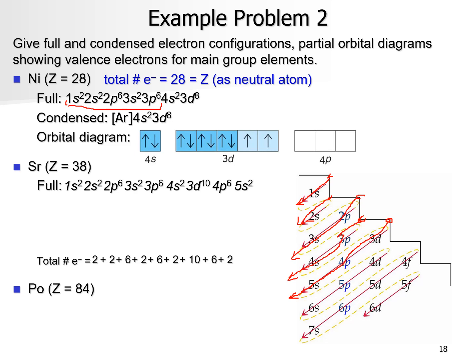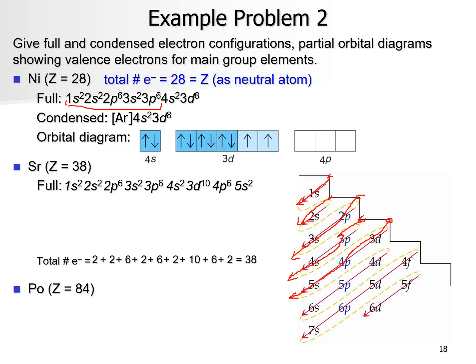I think we probably have enough electrons to fill out. So let's count. 2, 4, 10, 12, 18, 20, 30, 36, 38. Okay, so we're done. This 1s2 all the way up to 5s2 will be the full electron configuration of strontium.